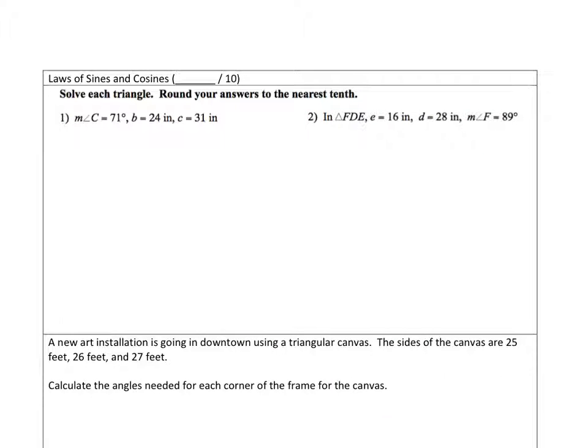Now we're working with laws of sines and cosines. I've got to solve some triangles. Let's draw these guys first. Okay, so we've got A, B, C. Angle C is 71. Side B is 24. And side C is 31.